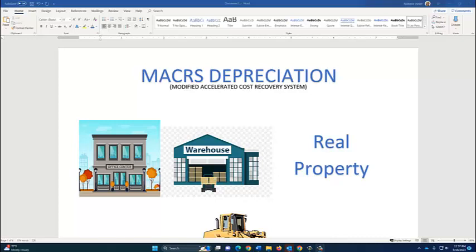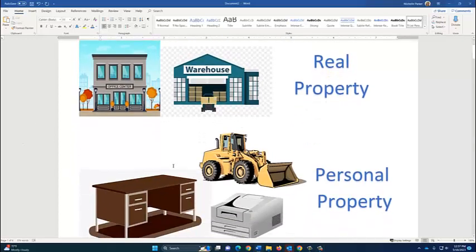There are two types of property that a business typically depreciates. The first is real property, which is simply real estate like office buildings, warehouses, and factories. And then we have personal property. Personal property is any asset that's not considered real estate, like equipment, automobiles, trucks, furniture.